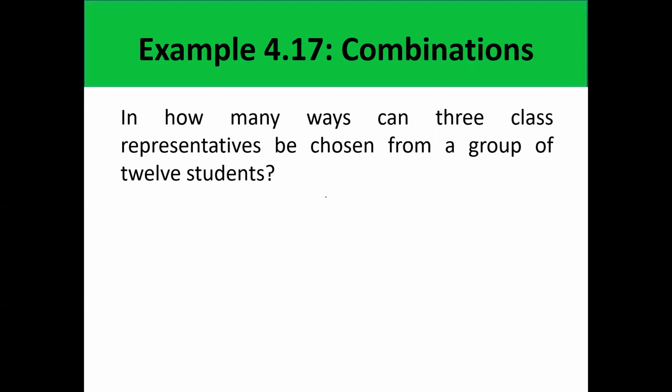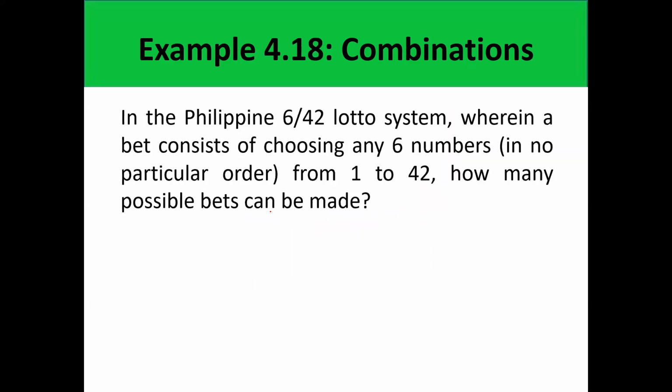Since in this case we're supposed to choose only and not arrange the 3 class representatives, this will be 12 combination 3. Manually computing this, we have 12 factorial divided by 12 minus 3 factorial times 3 factorial. So this is 12 factorial divided by 9 factorial times 3 factorial. You can just use your calculators to compute this, using the solution or using the 12 combination 3 symbol.